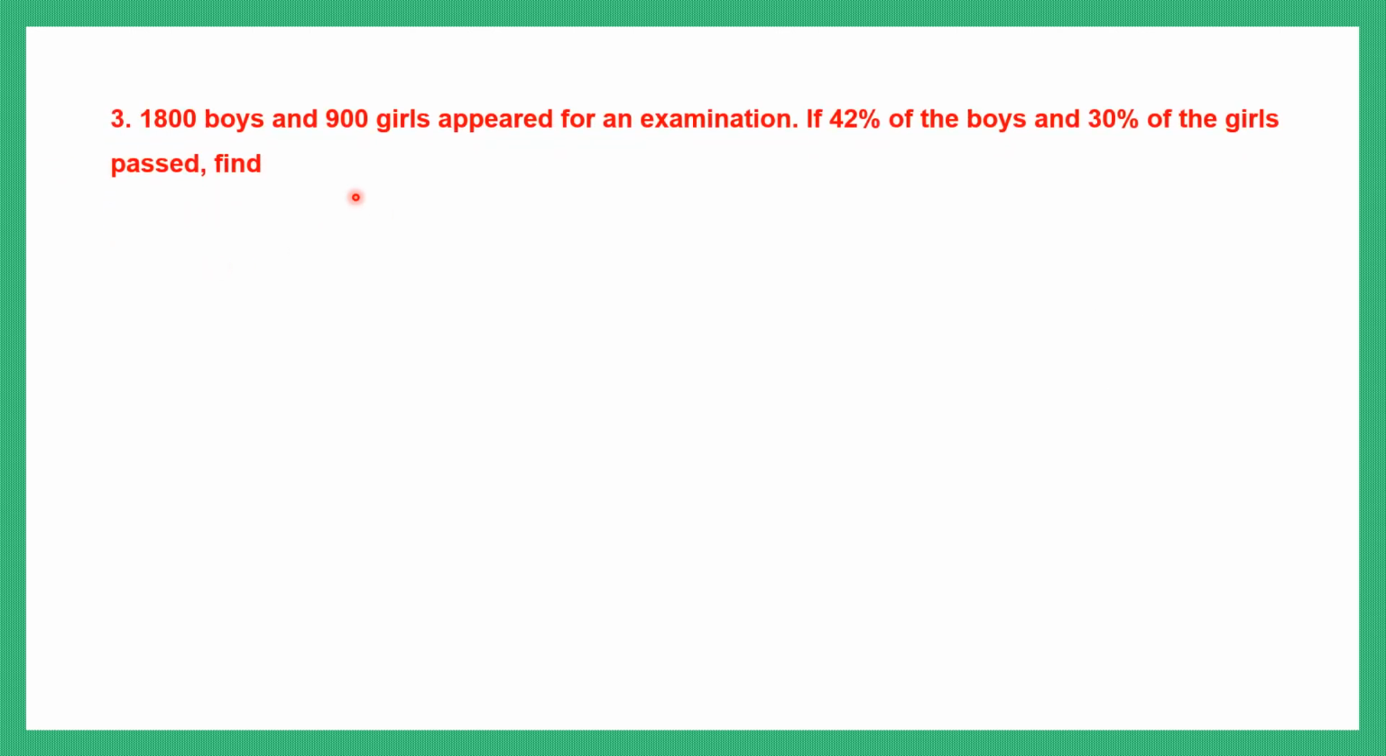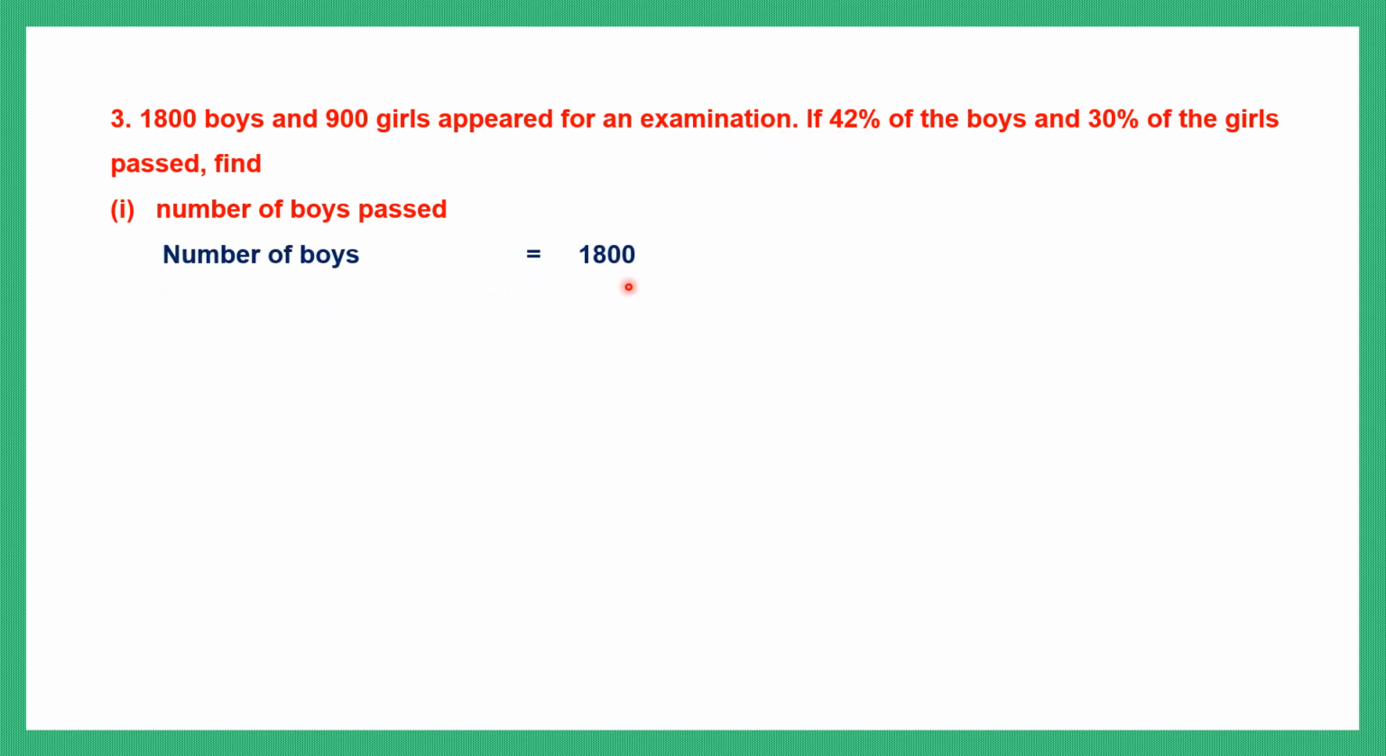Question 3. 1,800 boys and 900 girls appeared for an examination. In that, 42% of the boys and 30% of the girls passed. Now we have to find first the number of boys that passed. So how many boys were there? 1,800. And what is the percent of the boys that passed? 42%. From that we can find the number.